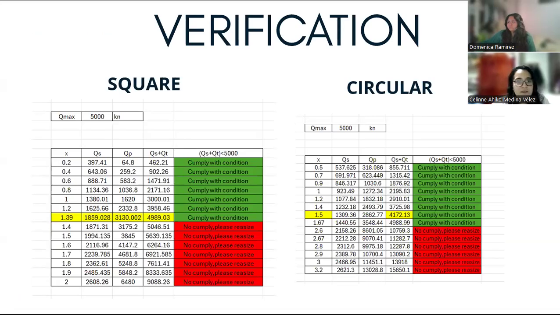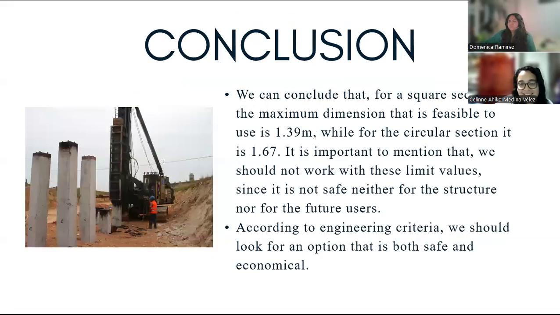You can see that for the square, 1.39 was the limit that complies with the condition, and 1.40 does not comply, so you can reassess. It's the same with the circular: 1.667 complies, and after that it does not comply. So we can conclude that for a square section, the maximum dimension that is feasible to use is 1.39 meters, while for the circular section it is 1.67 meters.